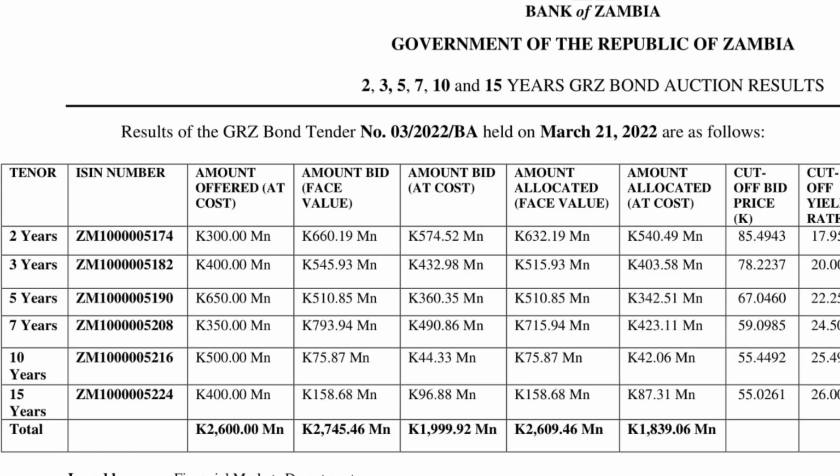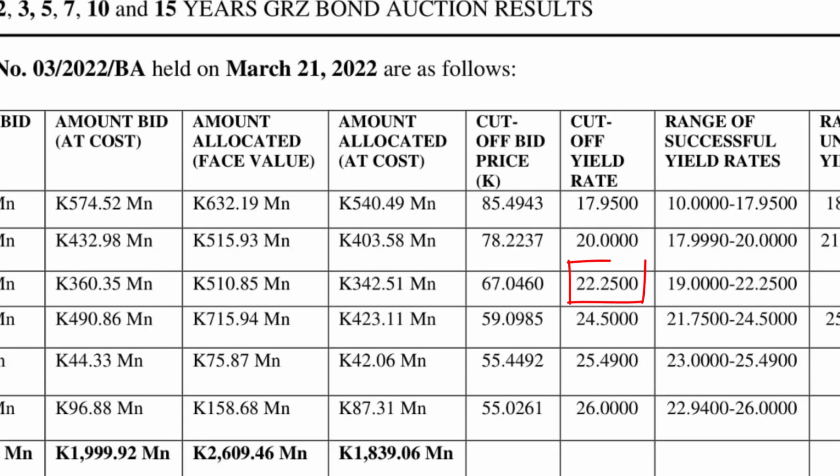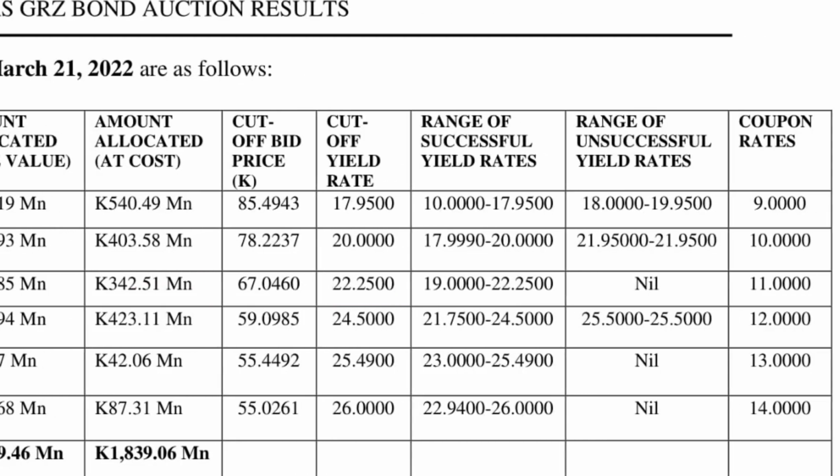Now, in order for us to understand the effect of interest rates on the Zambian government bonds, it's essential that we look at the results for the bonds. And I took a look at results for the bonds over different years: 2016, 2019, 2022. In fact, in 2022, I looked at 2 months. I looked at March 2022 and August 2022. What you notice when you look at the results for the bond for March 2022 is that the cutoff yield rate in March 2022 was 22.25%. And the cutoff price was 67.04. The coupon rate was 11%.